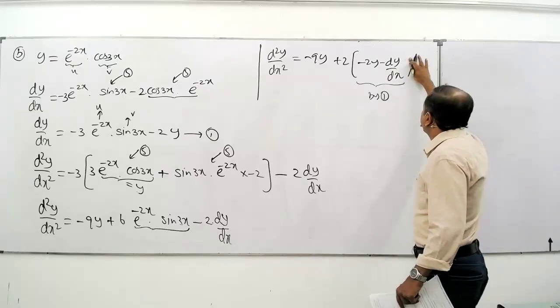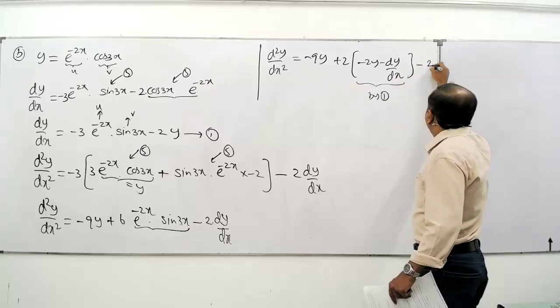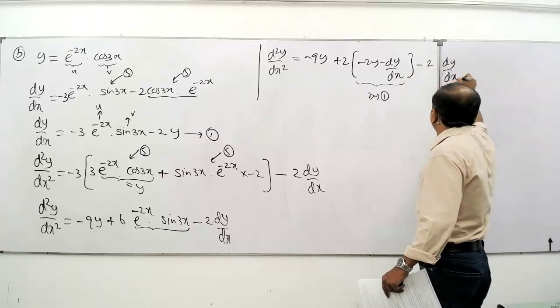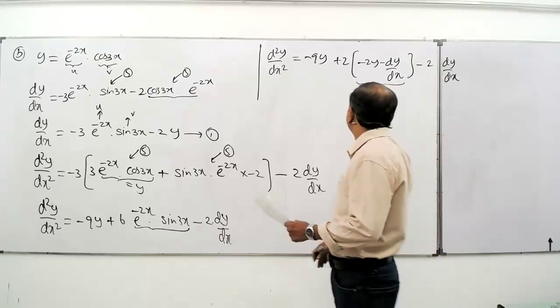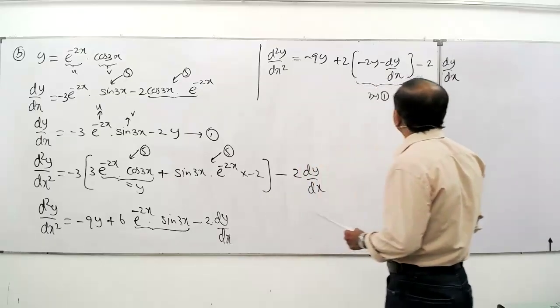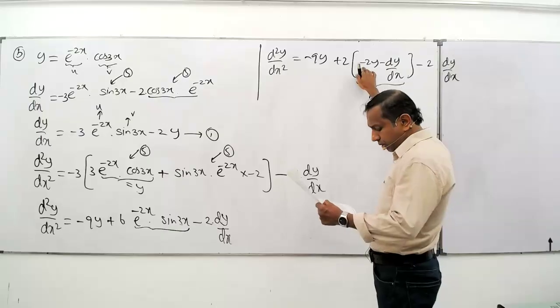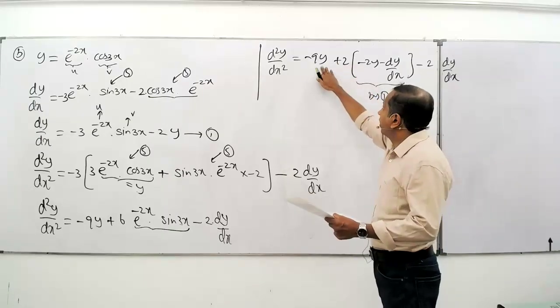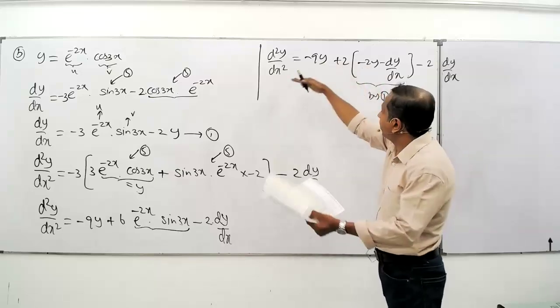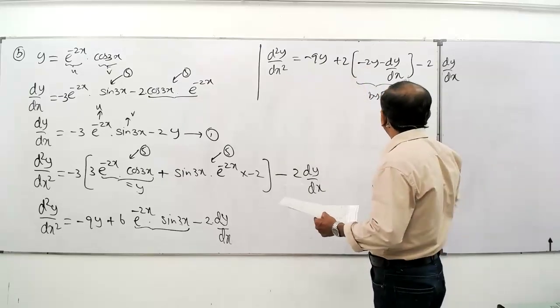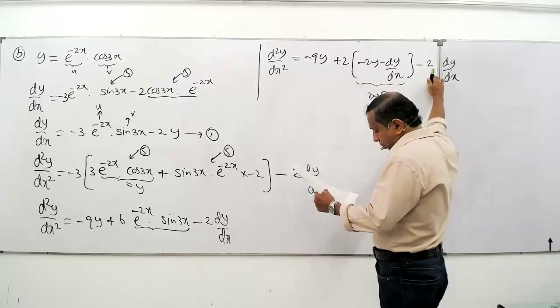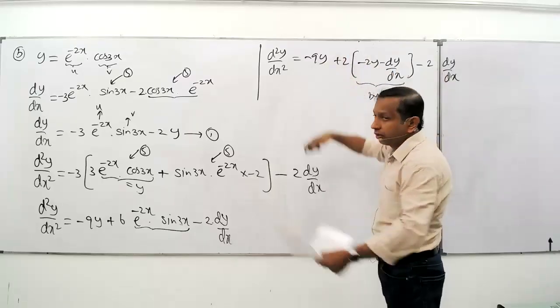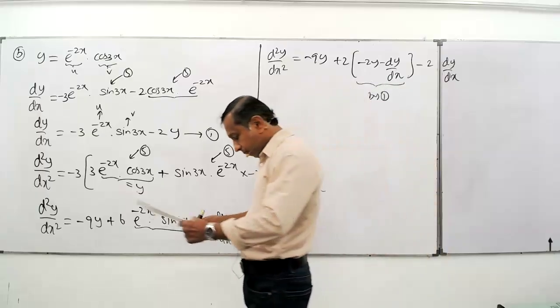Minus 2y dy by dx. Right? Now simplify this, we get the answer. What do you get there? Here. We get minus 9y minus 4y at this side, plus 13y, minus 2 dy by dx minus 2 dy by dx. Take this side plus dy by dx.